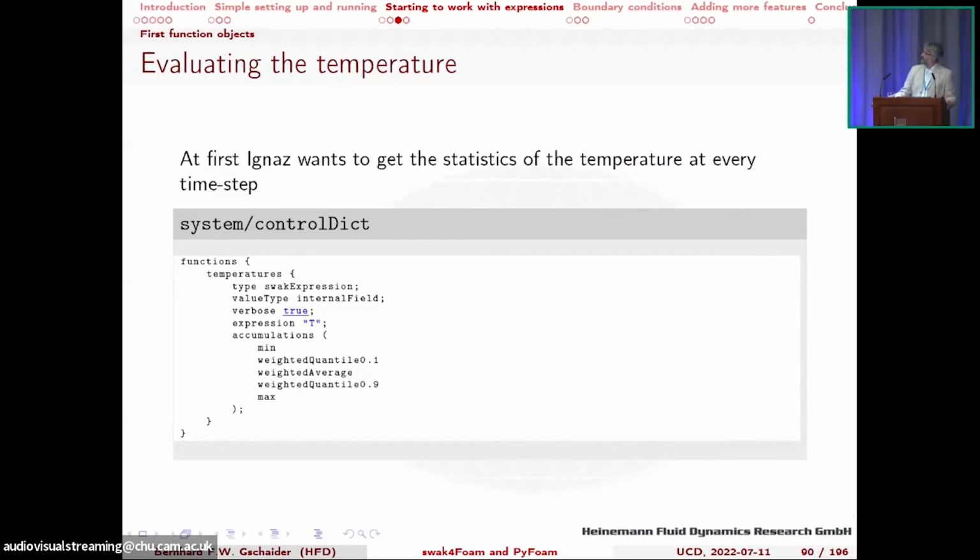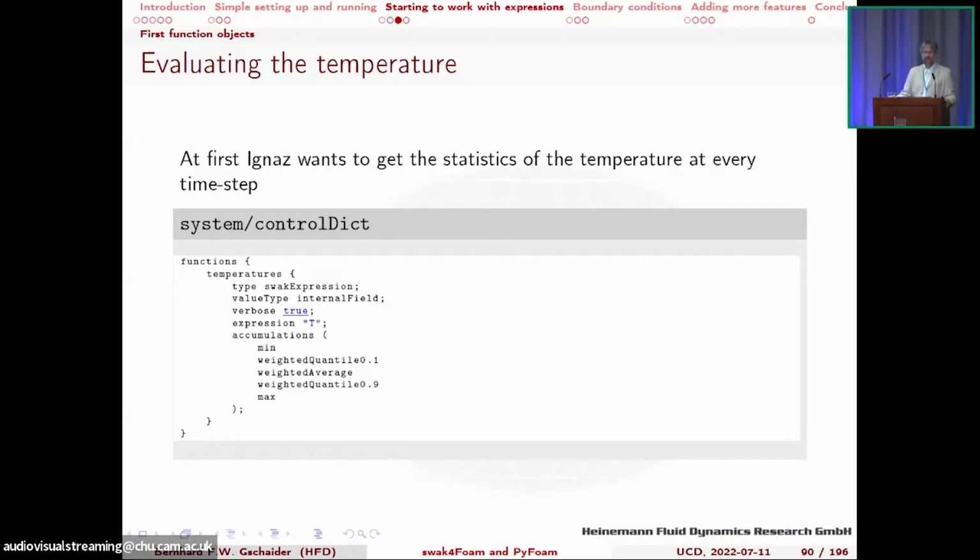And then when you print out, it can't print out the whole field. Print out these, I call them accumulations. Maybe there's a better name, but as I said, backward compatibility, I'm not going to change that anymore. Print out the minimum, the maximum, the weighted average. So that's the weighted average per cell size. And for instance, the weighted quantile, that's basically the temperature for which 10% of the volume is smaller than this.